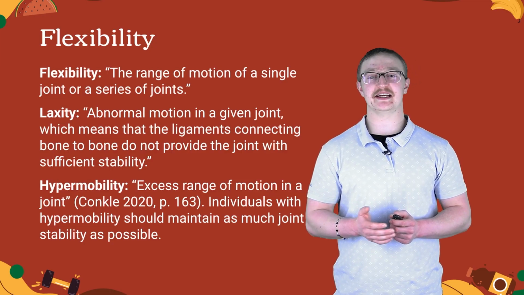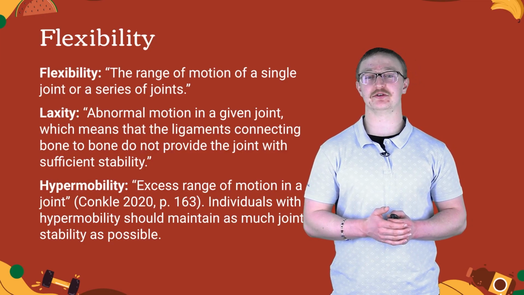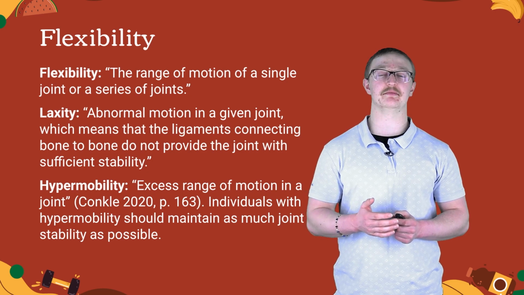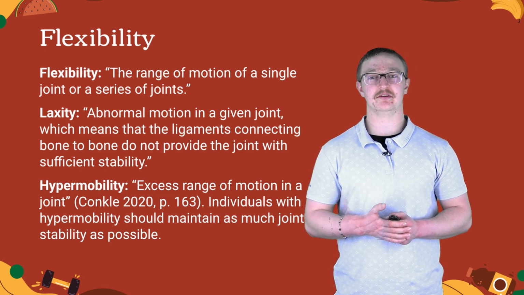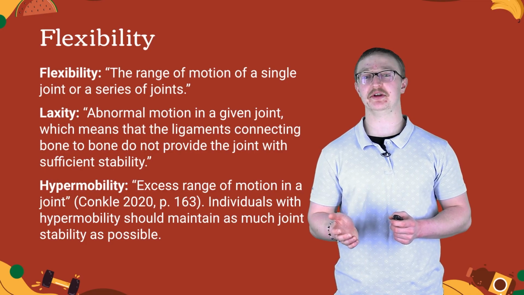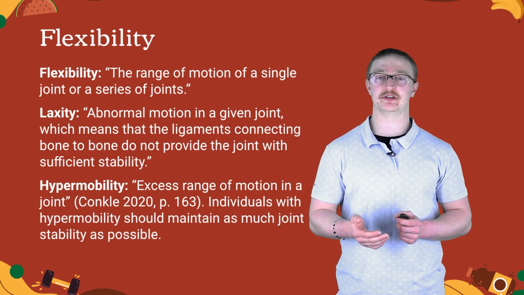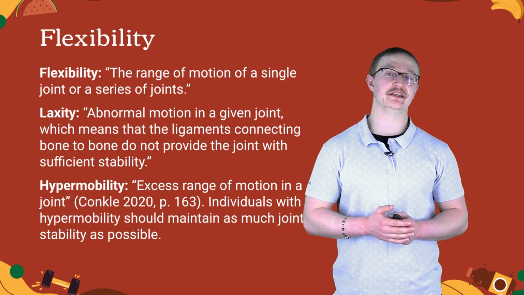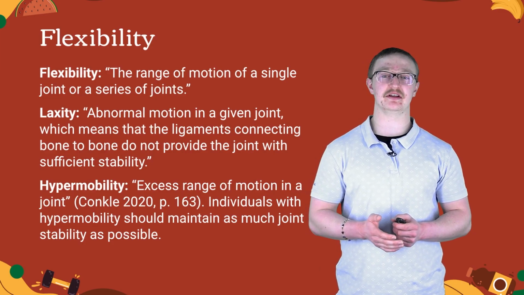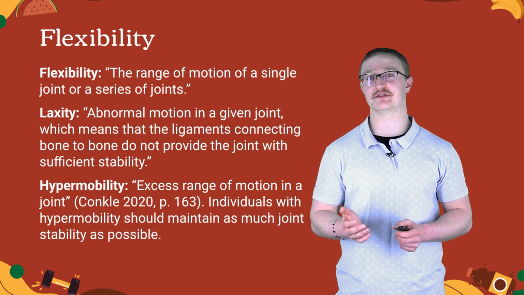Some individuals may experience abnormal flexibility or movement in their joints. One example is laxity, which is abnormal motion in a given joint, which means that the ligaments connecting bone to bone do not provide the joint with sufficient stability. Another type of abnormal range of motion is hypermobility, which is excess range of motion in a joint. Both of these conditions may increase the risk of injury, and individuals with hypermobility should not be allowed to stretch into extreme ranges of motion.